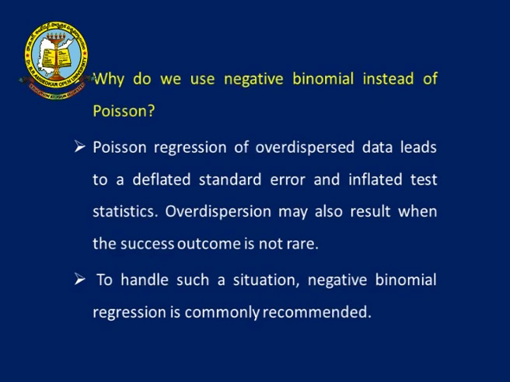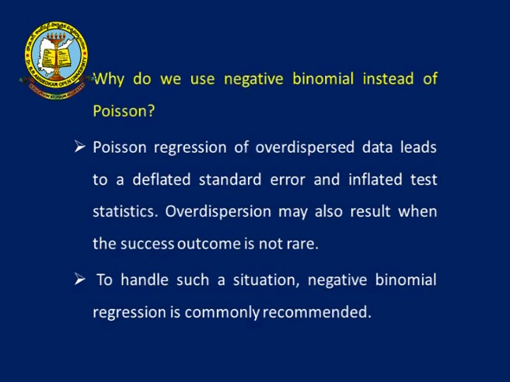Why do we use the negative binomial instead of Poisson? Why, instead of a Poisson distribution, can we use the binomial distribution? Poisson regression of overdispersed data leads to deflated standard errors and inflated test statistics. Overdispersion may also result when the success outcomes are not rare. Success outcomes are not rare in this case, but in the Poisson it is assumed rare. To handle such a situation, negative binomial regression is commonly recommended.